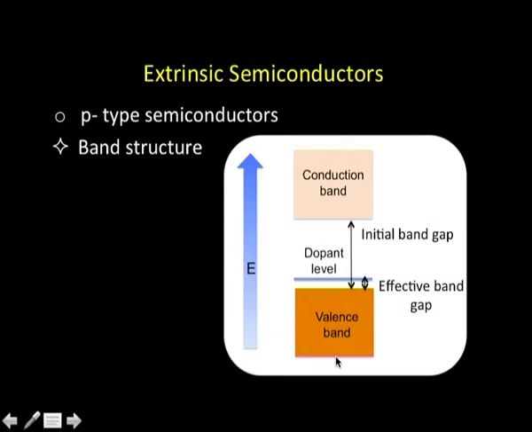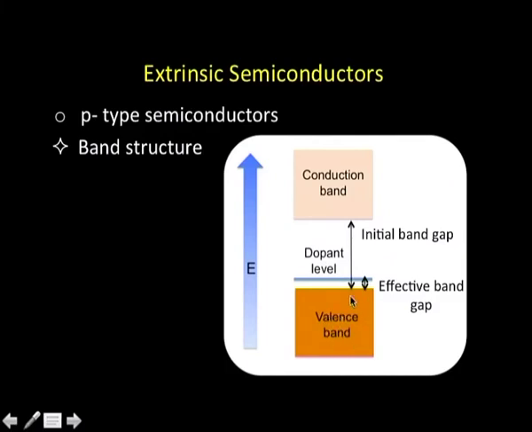Now, let us again look at p-type semiconductors also in terms of the band structure. So, what do we find? It is a similar picture to what we showed earlier. What we see is that this is the valence band of silicon, this is the conduction band of silicon. But when we introduce an impurity here, the dopant level is somewhere here, which is close to the valence band.